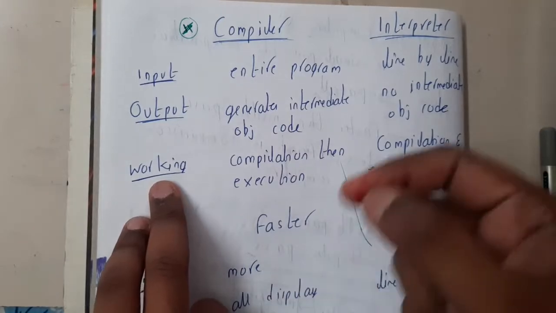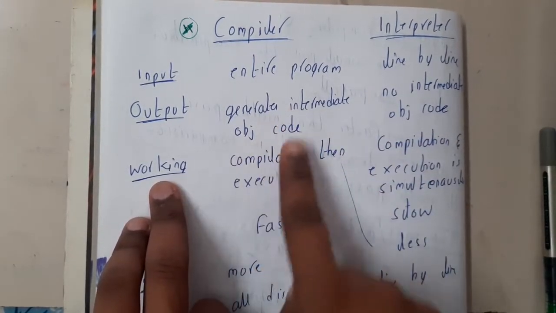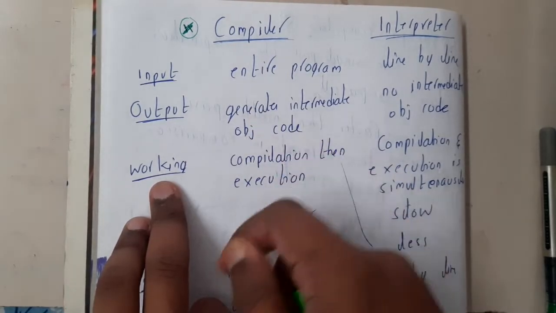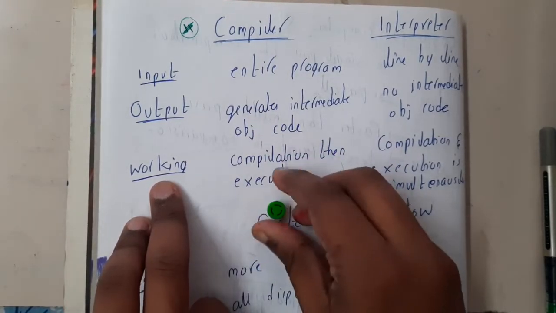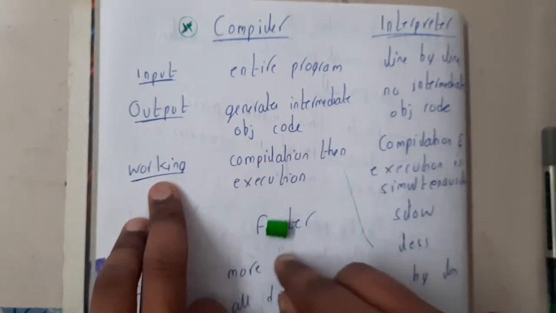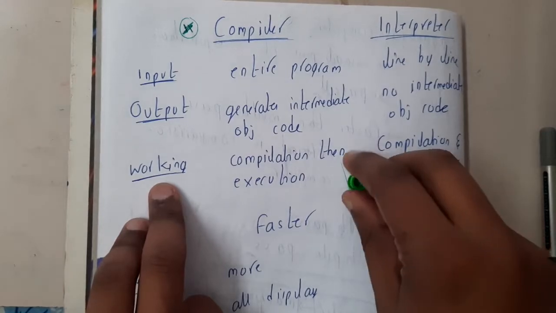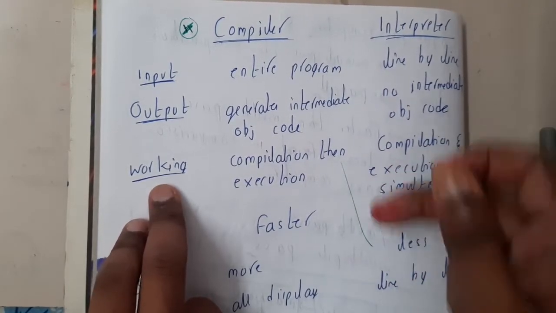So moving on to working. Let us go through this. Working: compilation, then execution. When we are working with compilers, first it will compile the code and you will get compiler errors, then it will go to execution and start executing. But when it comes to an interpreter, it is going to compile and execute in a line by line fashion.